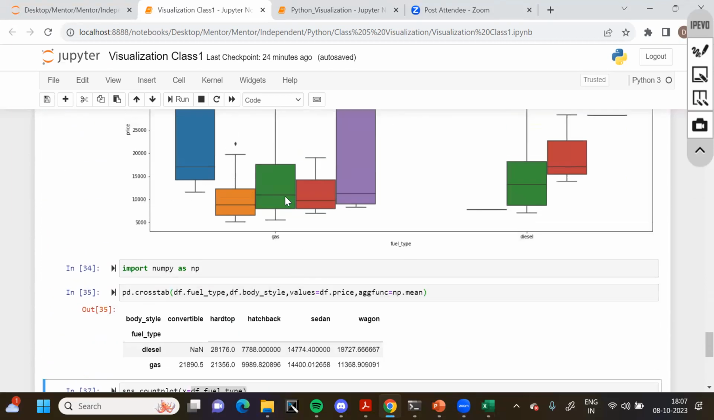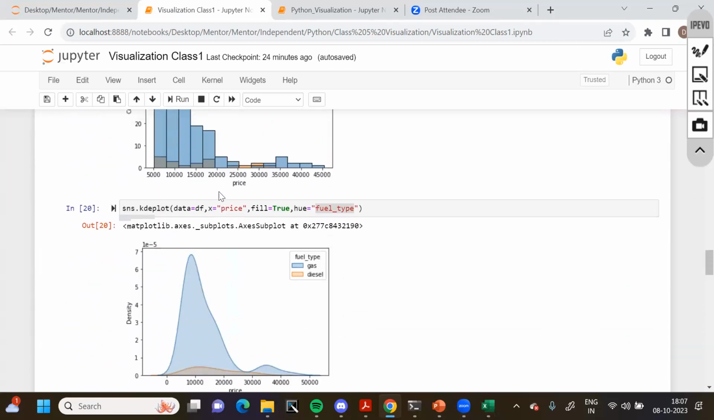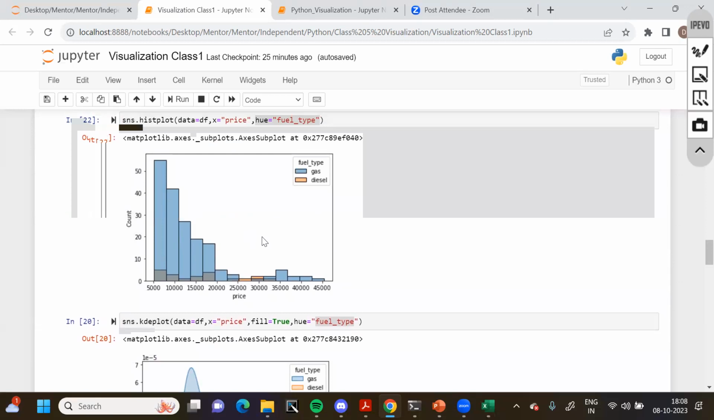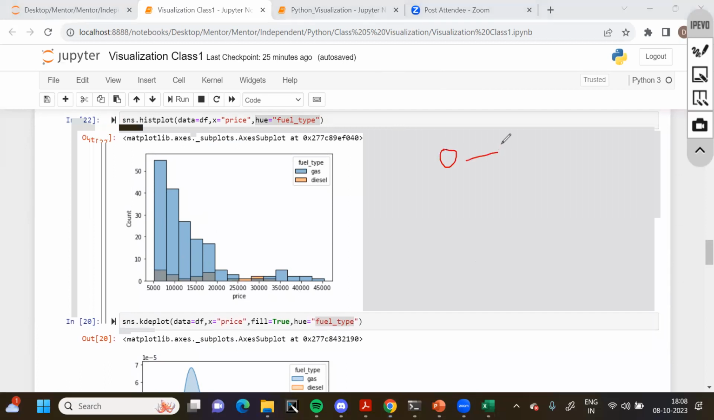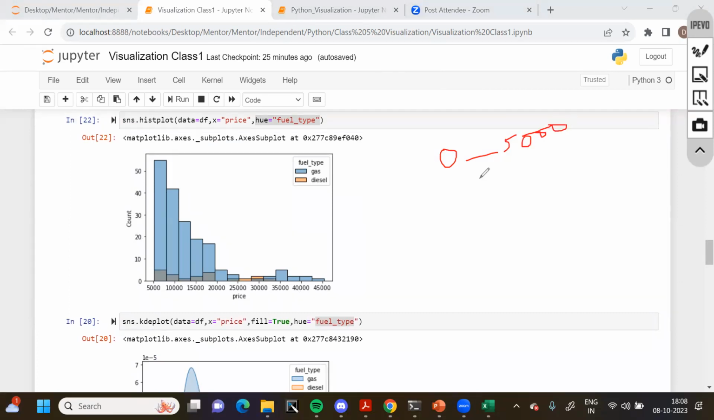So we have used a box plot, and we have used a histogram. Histogram is used for count purposes only, how many observations are there. It is the same as the histogram which you have seen in school and college: from 0 to, suppose, 5,000, how many cars are there? Zero. From 5,000 to 10,000, how many cars are there? Around 56. So this is what is plotted here.